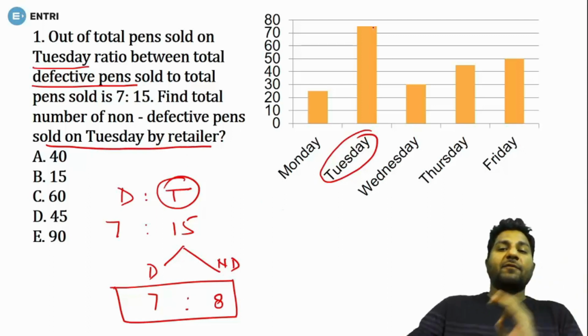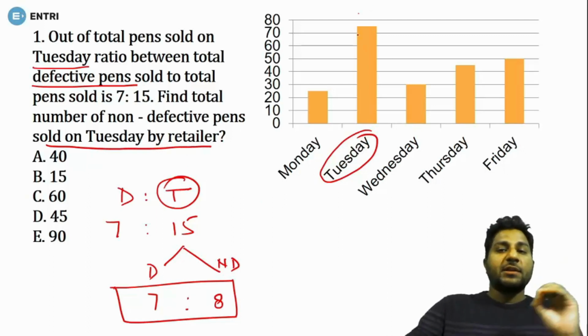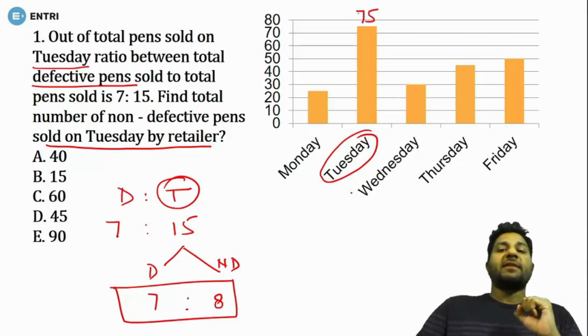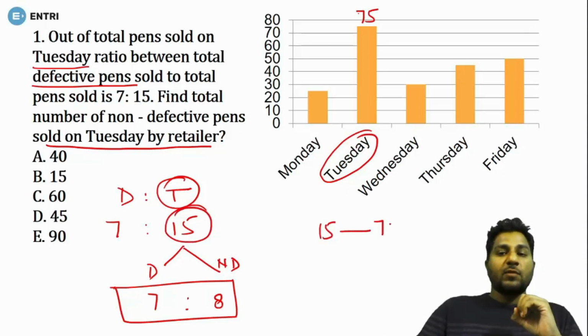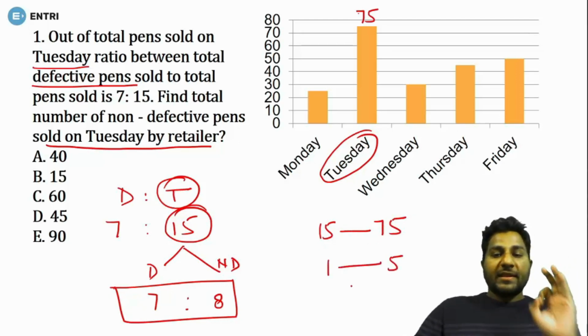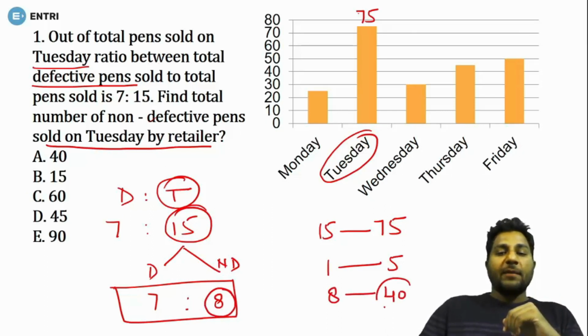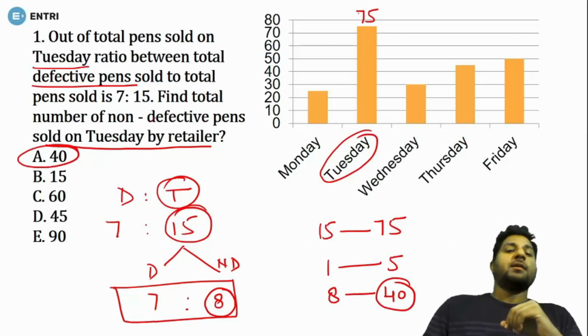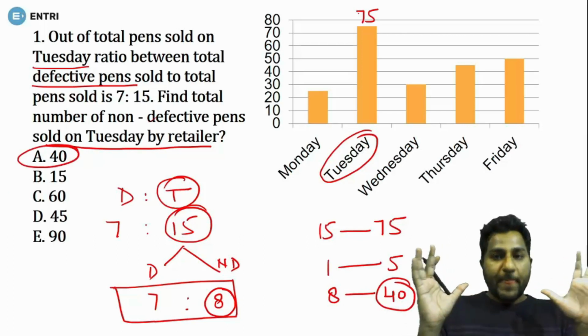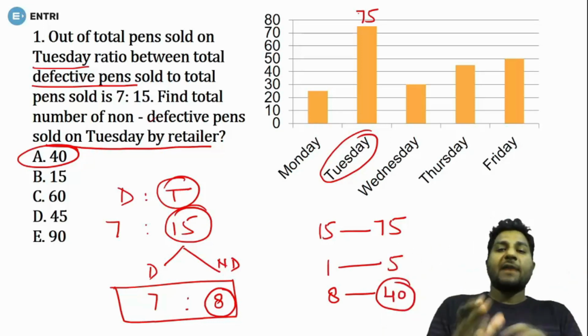So first of all we have to go to the data. On Tuesday the total number of pens sold by the retailer is 75, and according to the ratio it will be 15. So 15 ratio equals 75 pens, that means 1 ratio equals 5 pens. They are asking about the total number of non-defective pens, and the non-defective ratio would be 8. So 40 pens will be sold by the retailer on Tuesday. All right, so I hope you all have understood this.